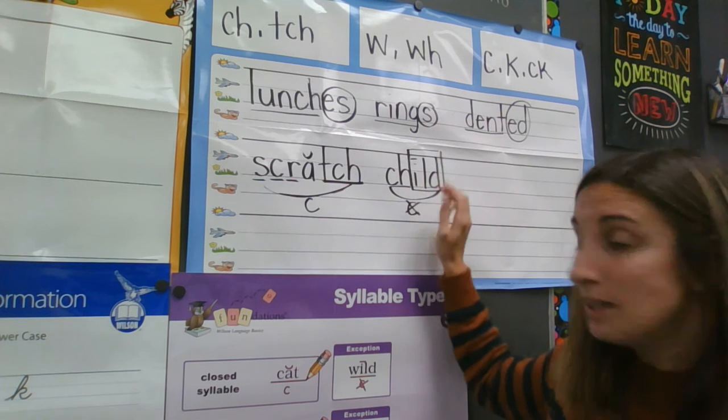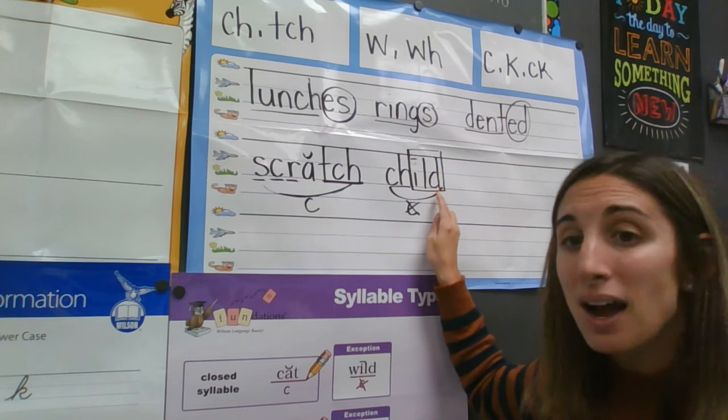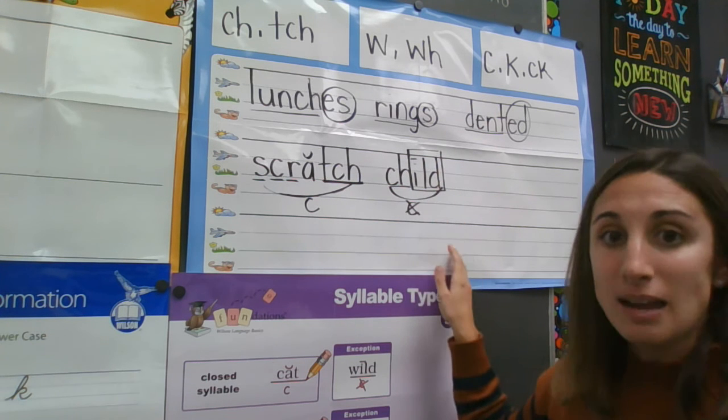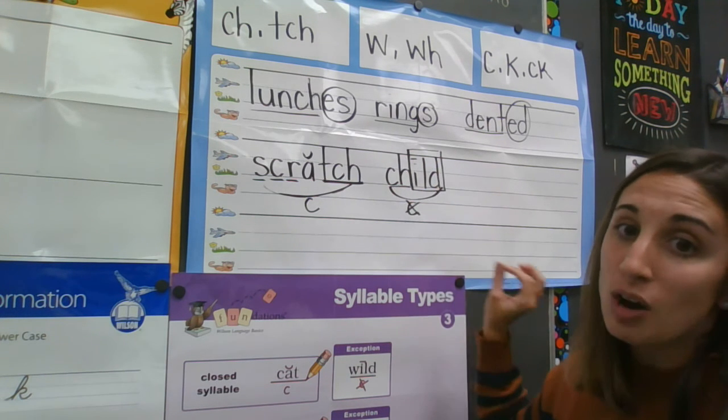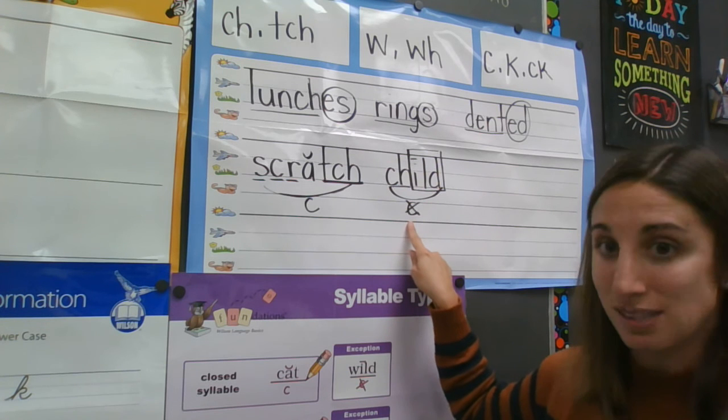It's closed in by this blend at the end, but the I says its name. So it has a macron above it since it's a long vowel. That long vowel makes it a closed syllable exception.